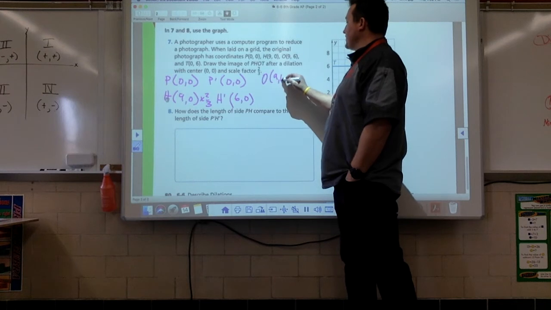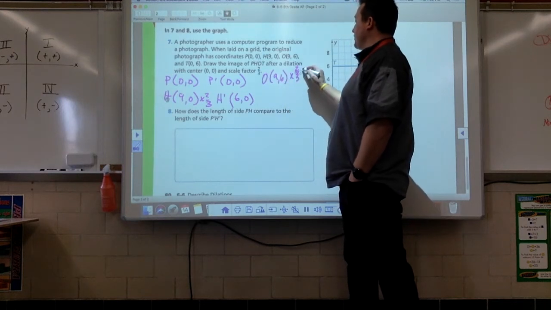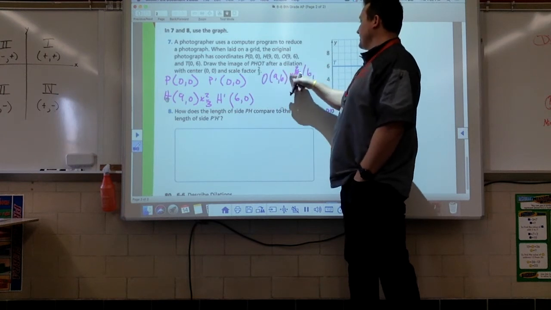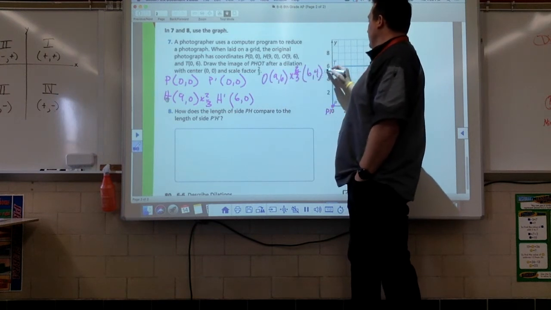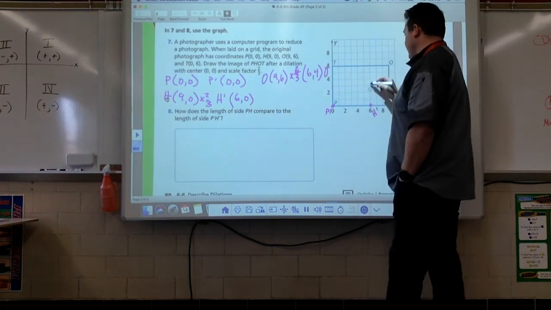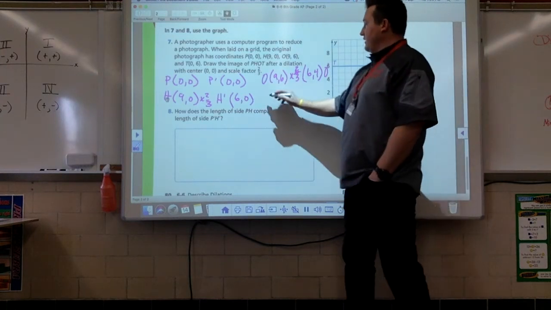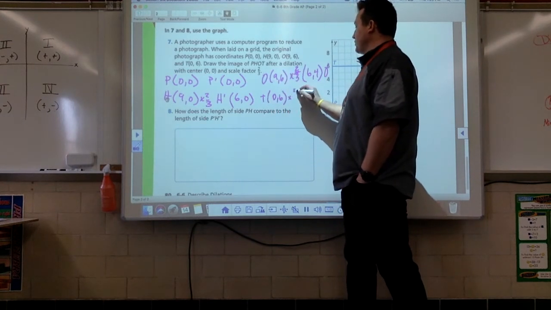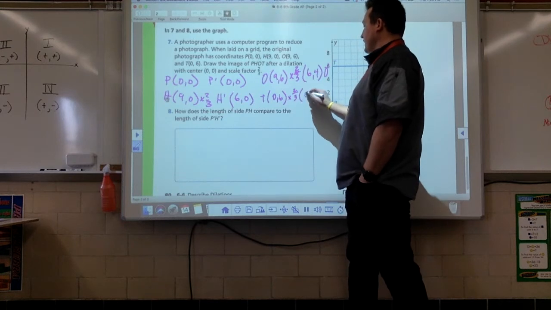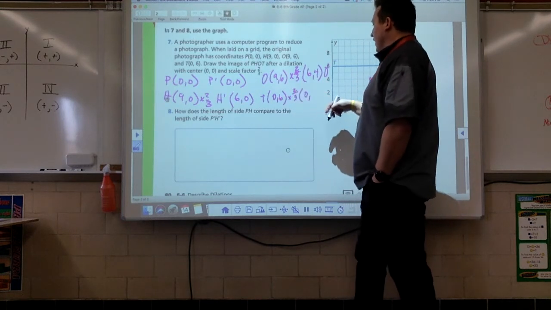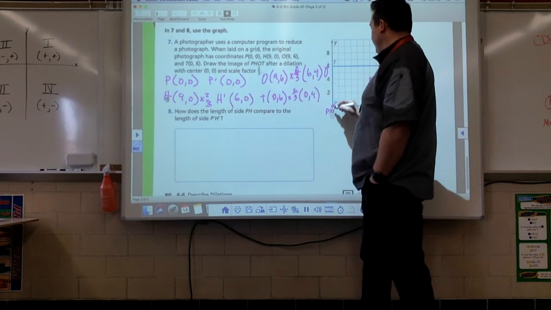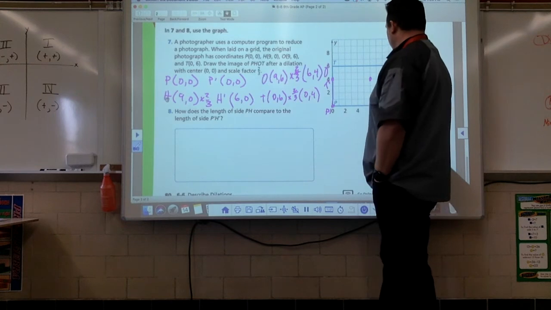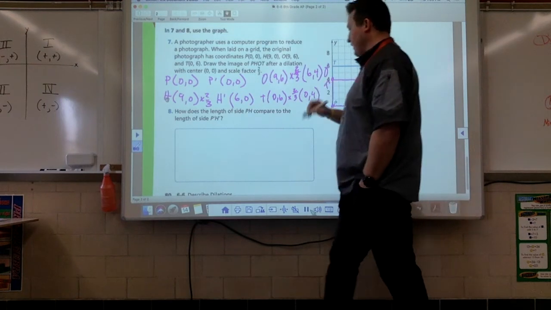O is at 9, 6. Again, multiplied by 2/3. That's going to be 6. 6 times 2/3 is 4. So O prime is at 6, 4. And then we need to come up with T. T is at 0, 6. Again, multiplied by 2/3. This is going to be at 0, 4, I believe. So 0, 4. And that's T prime. Bam. There it is right there.